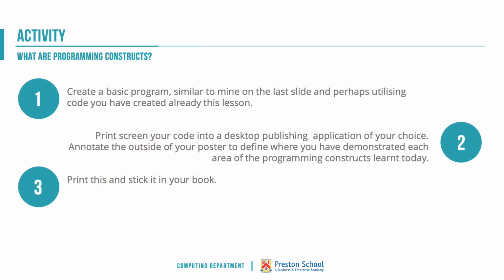So as I said, there's your activity. I'd like you to either create a basic program similar to mine or print screen mine. Then I'd like you to annotate round the outside where you're seeing each of those programming constructs. If you're working in your book at the moment, print that and stick it in. If you're not, you can do that straight into Publisher or Photoshop or InDesign. Pause the video now. Go back to the previous slide if you want to get a print screen. The answers are coming up in a couple of seconds.